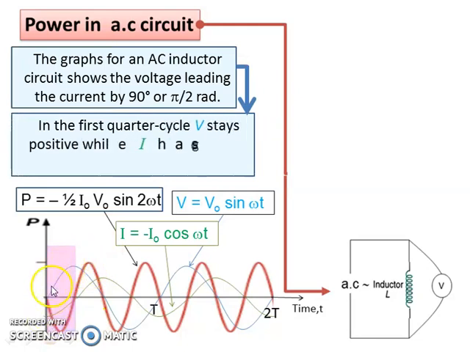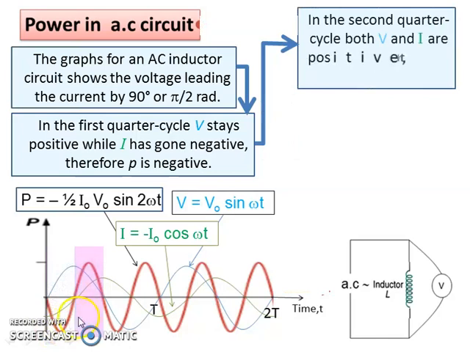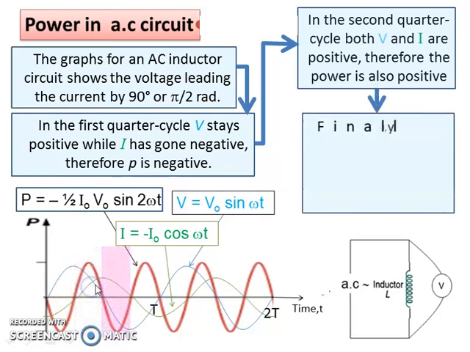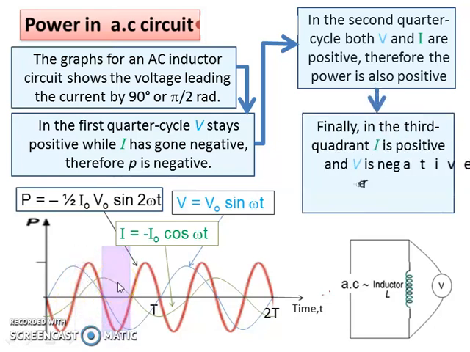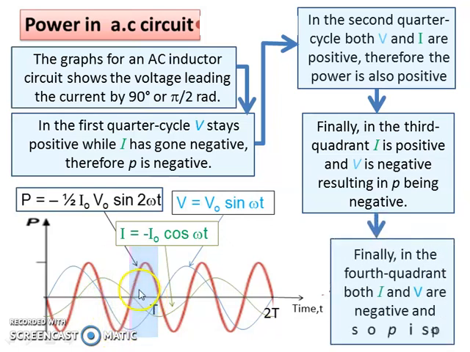In the first quarter cycle, V stays positive, I is negative, so we get P negative. In the second quarter cycle, both V and I are positive, so power is positive. In the third quadrant, I is positive, V is negative, so P is negative. And in the fourth quadrant, both I and V are negative, so P is positive.